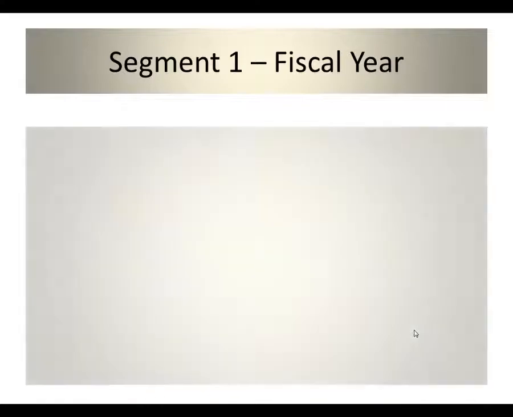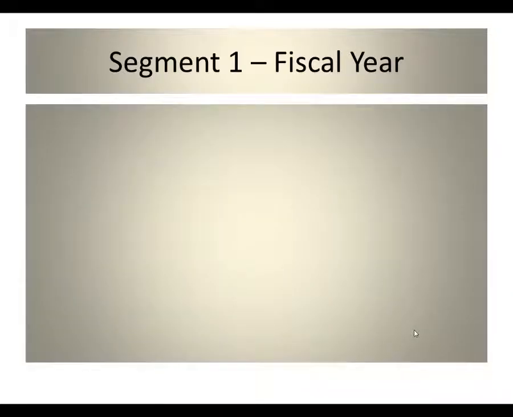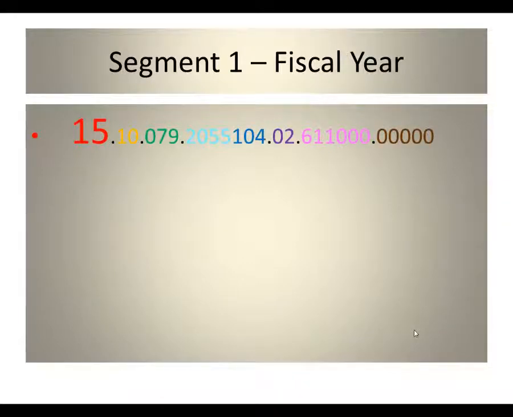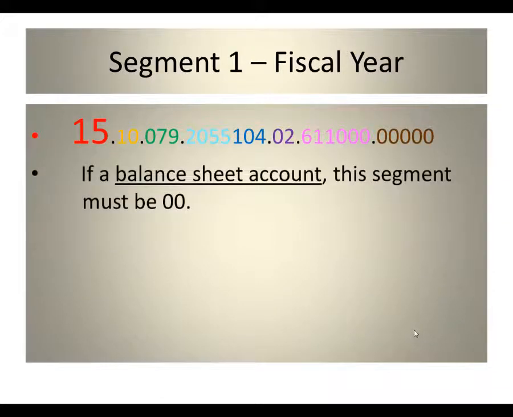The first segment of our account number, as shown in red in the example, is a 2-digit field. If the complete RIFANS account number is that of a balance sheet account, that is, an asset, liability, or equity account, then this segment must be 00.